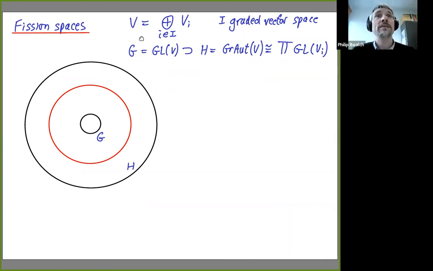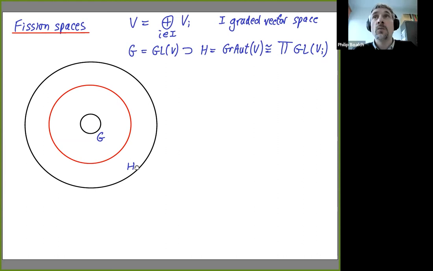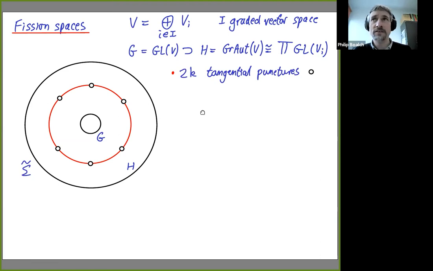So I have a vector space V and it's graded by some set I, so it breaks up into these pieces. I take G to be all of the automorphisms of V and H to be the graded automorphisms. So H is like this block diagonal subgroup of G. I put H near the outer boundary, where I would have the irregular pole, and G at the boundary in the middle. And then I'll choose the integer K, which is related to the order of the pole.